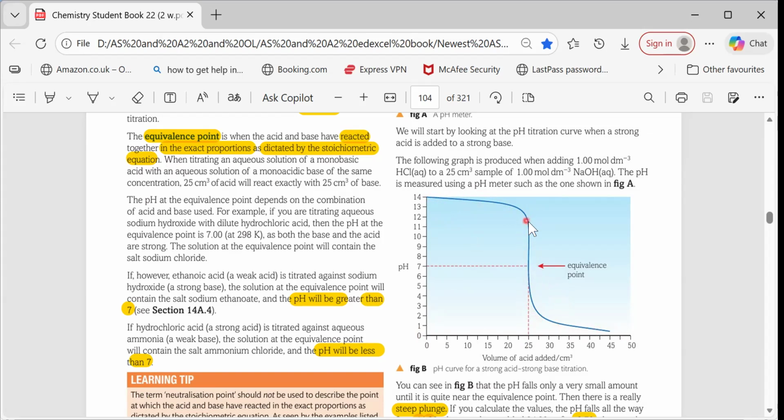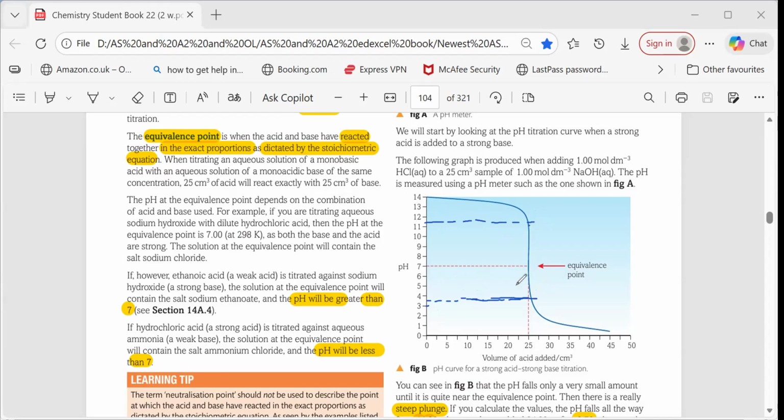Now, as you see here, if they ask you to draw a titration curve between a strong acid and a strong base, the straight vertical line should start from 3.5 to 11.5.